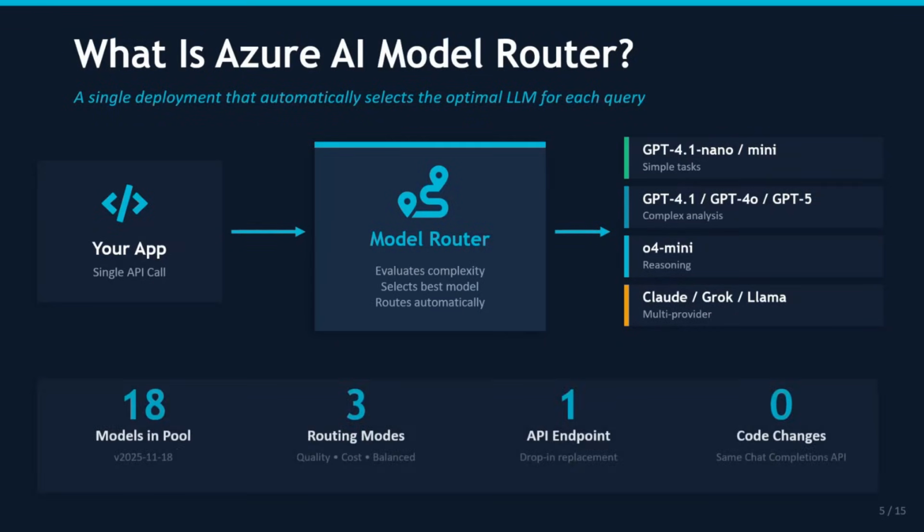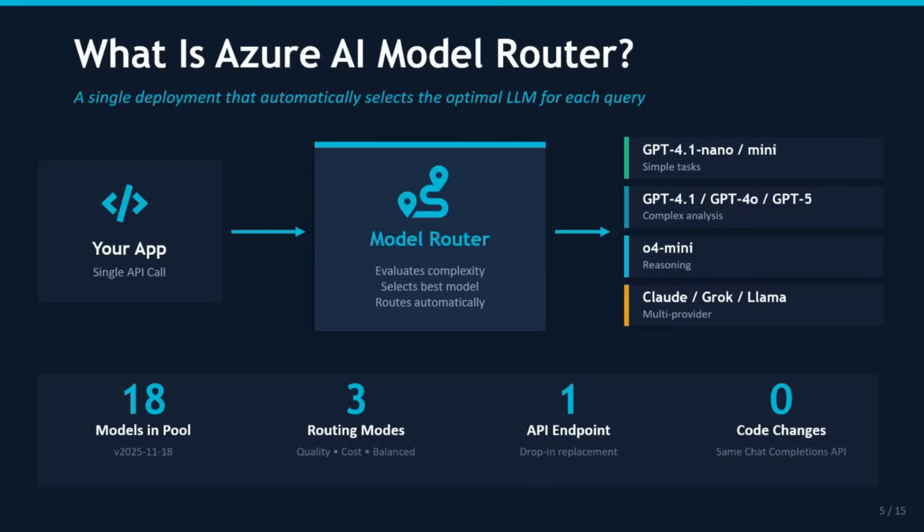And if we look at these numbers, we have 18 models in the pool. We have 3 routing modes: quality, cost, and balance, which I will cover in next slides. And we have 1 API endpoint and 0 code changes. If you're already using Azure OpenAI, you literally just change the deployment name, same SDK, same code, and that's it.